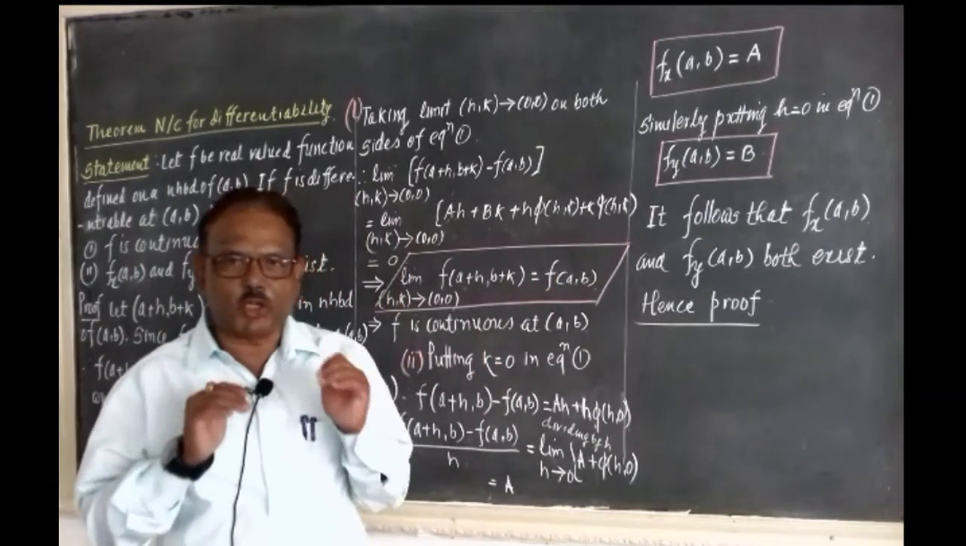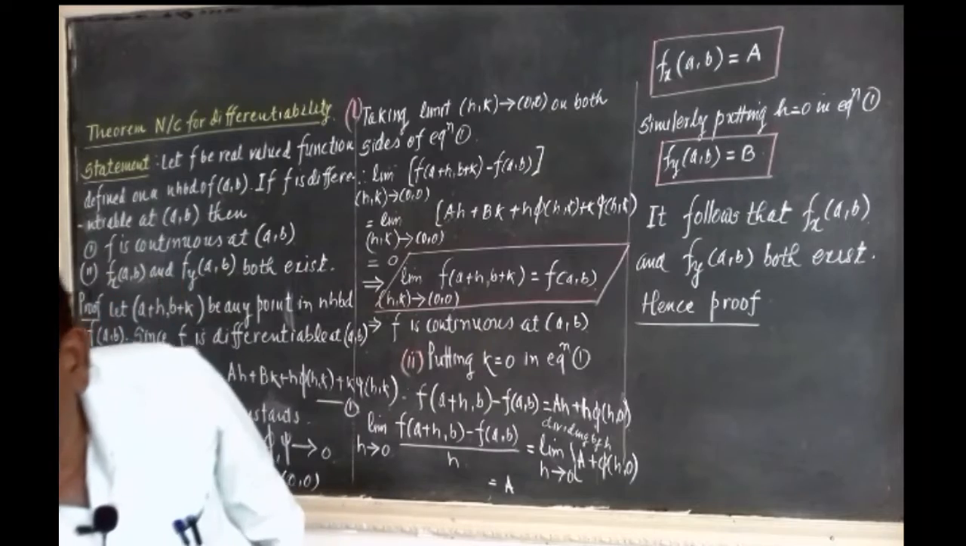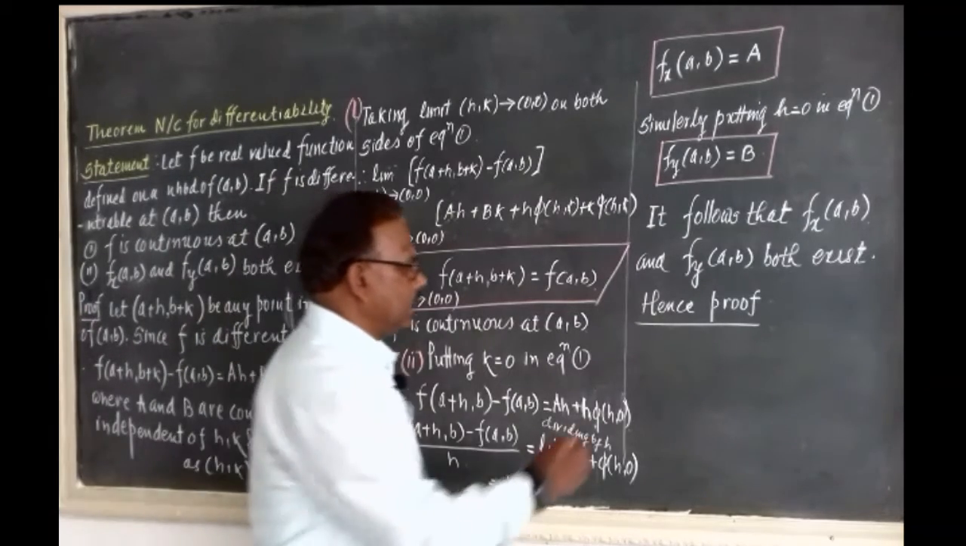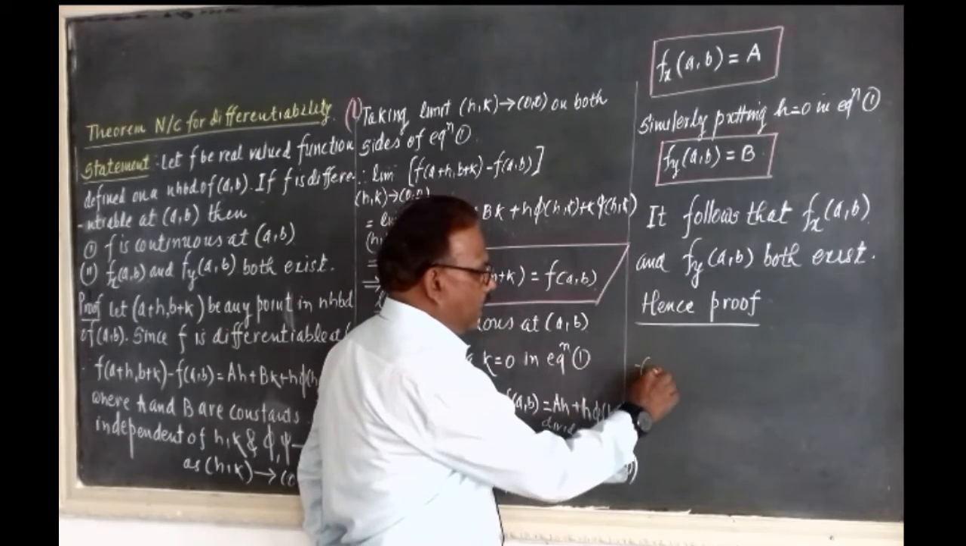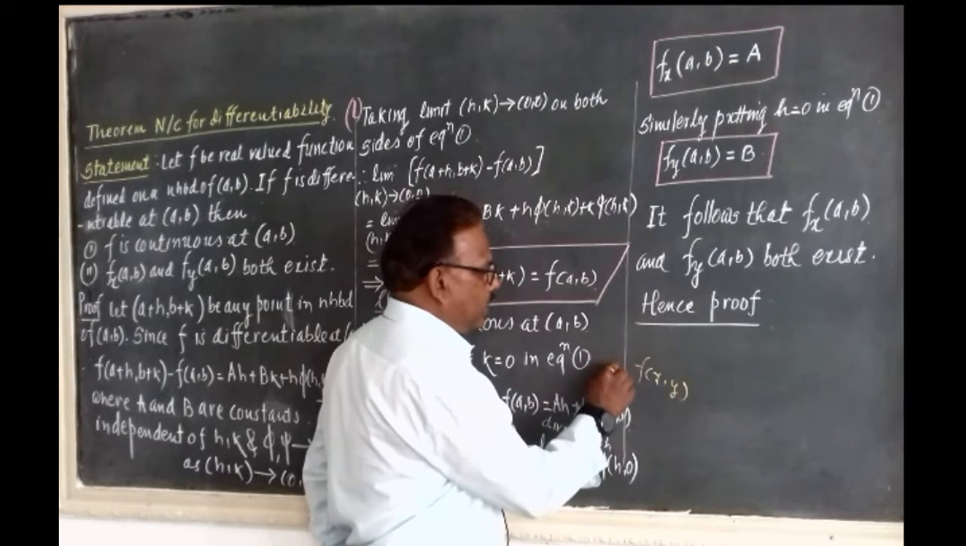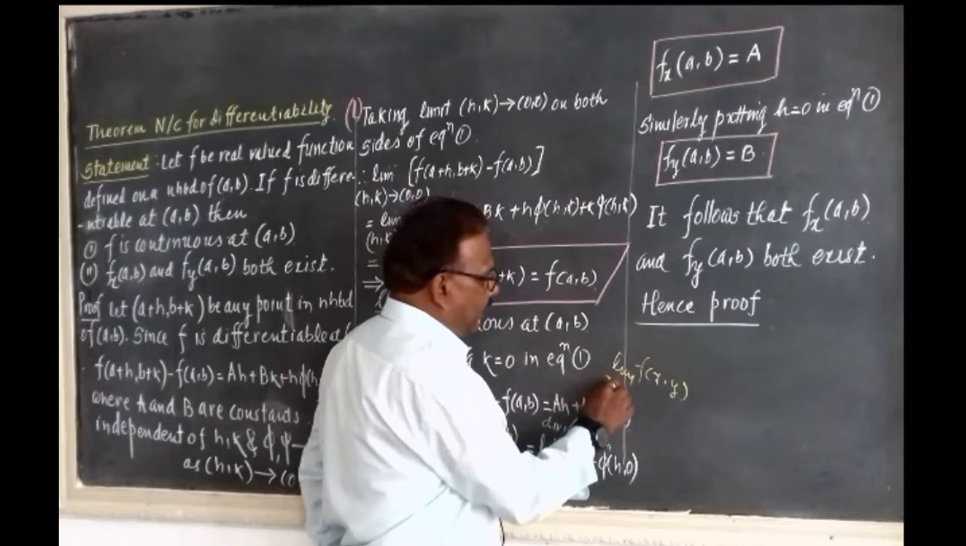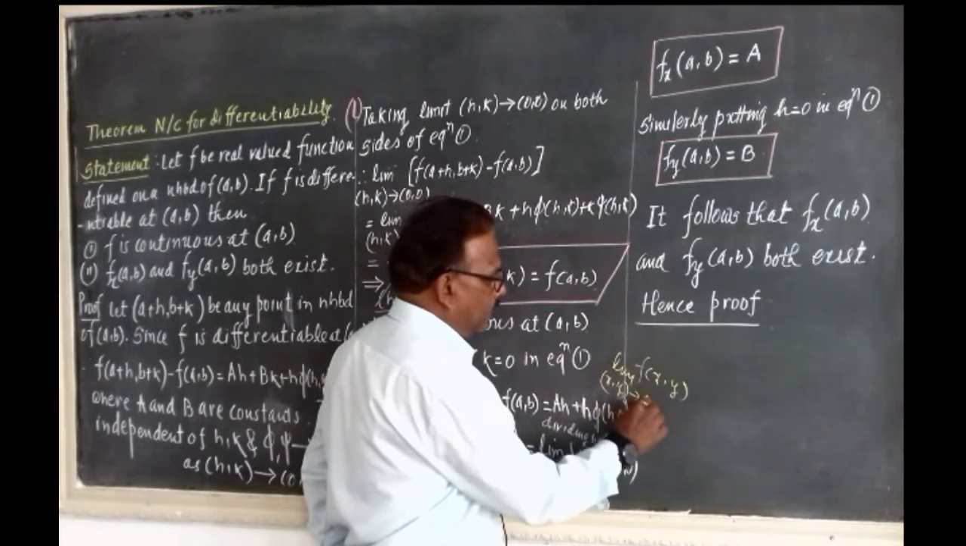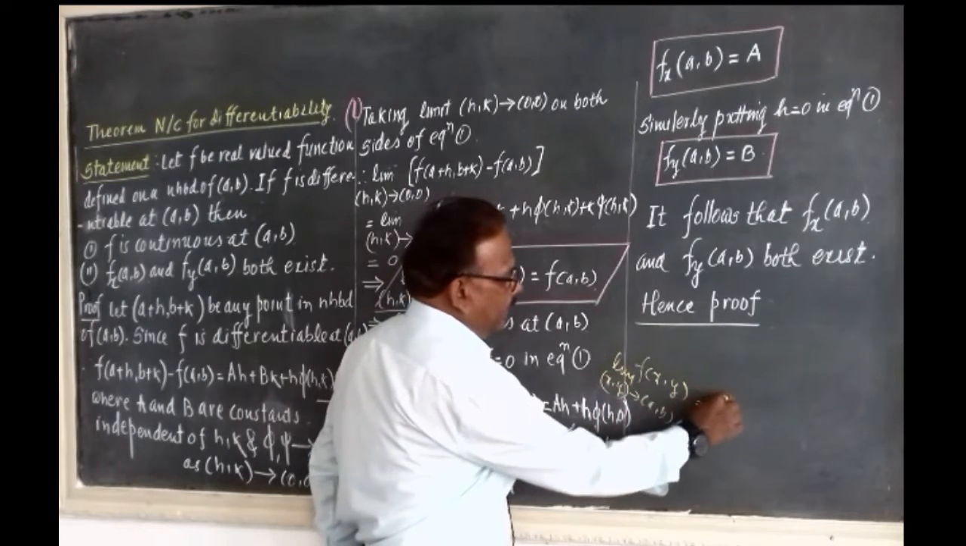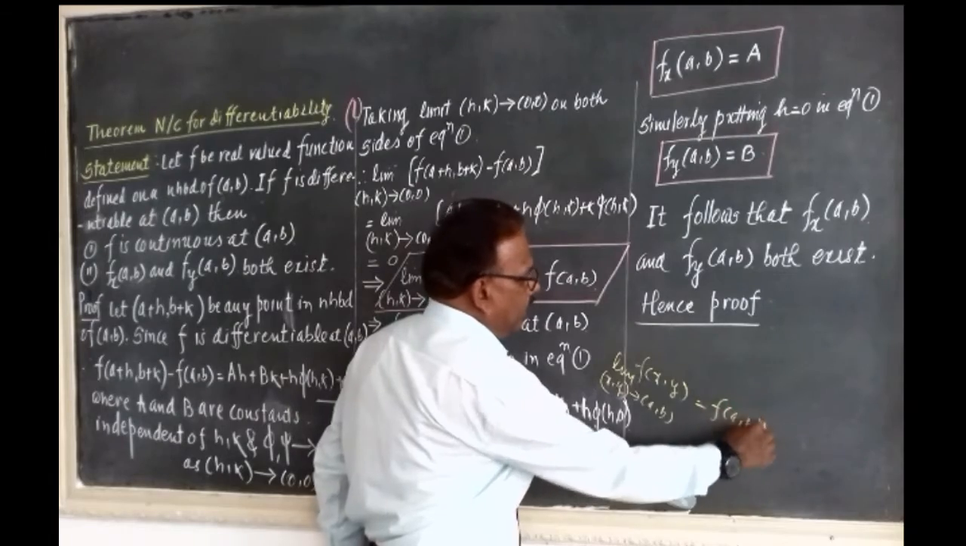As per the definition of continuity, a function f(x, y) is said to be continuous at point (a, b) if the limit as (x, y) tends to (a, b) of f(x, y) is f(a, b).